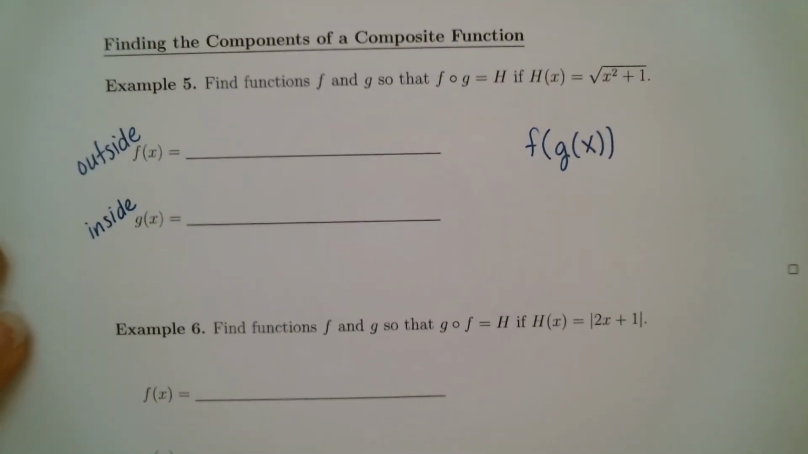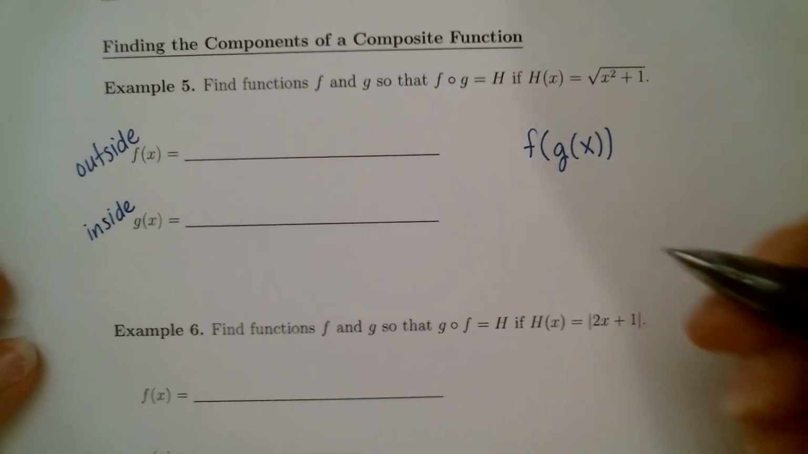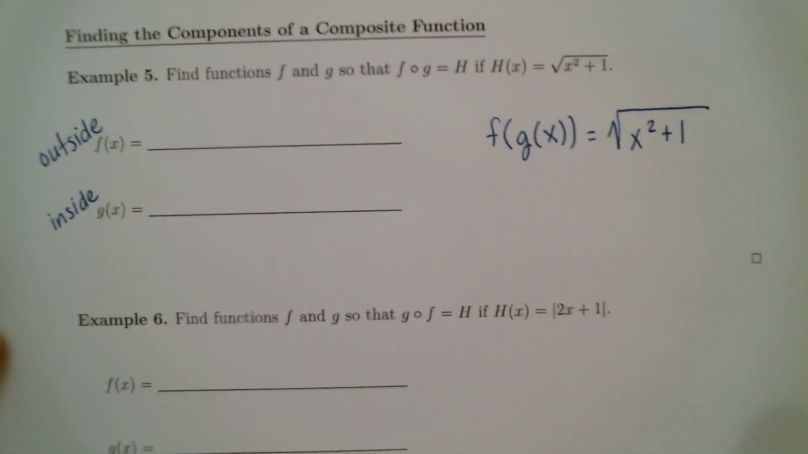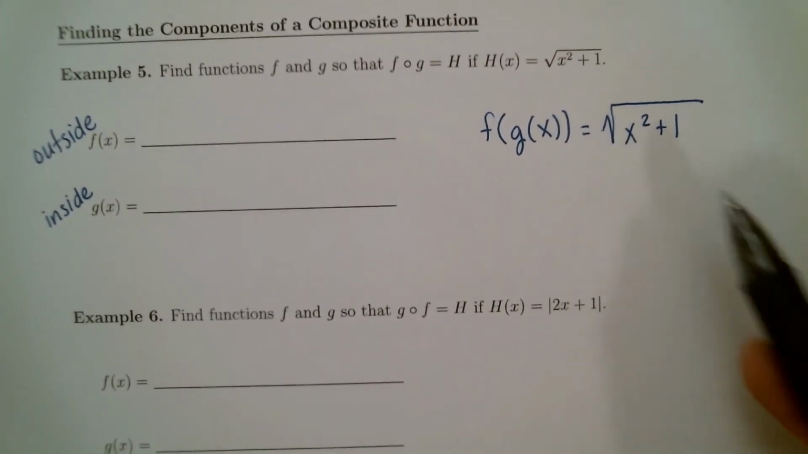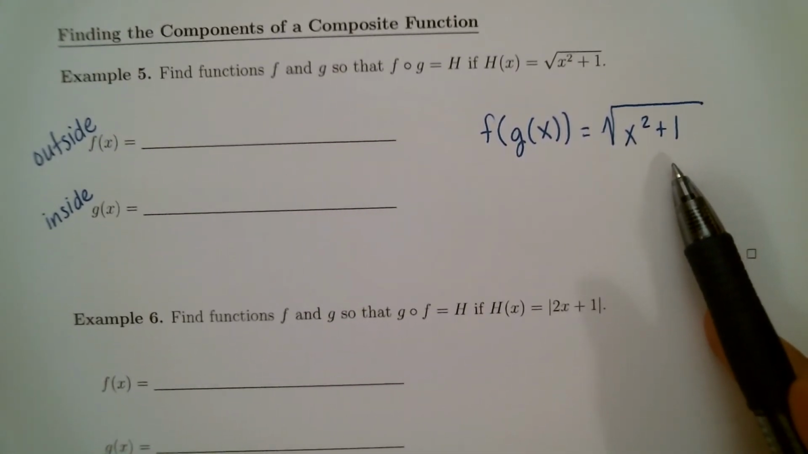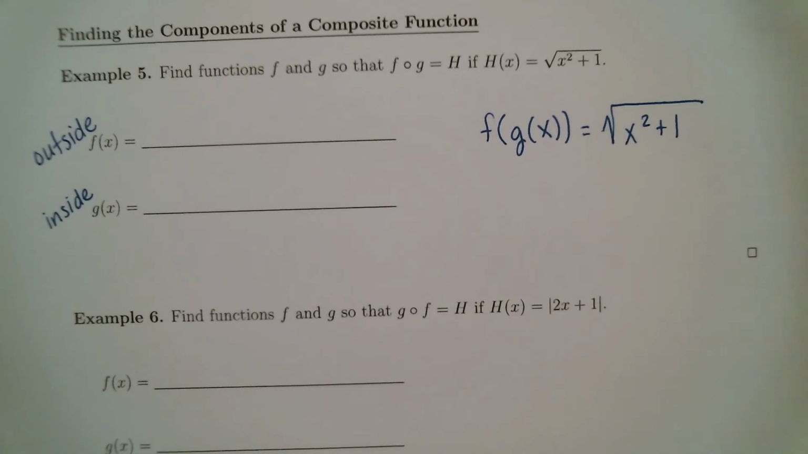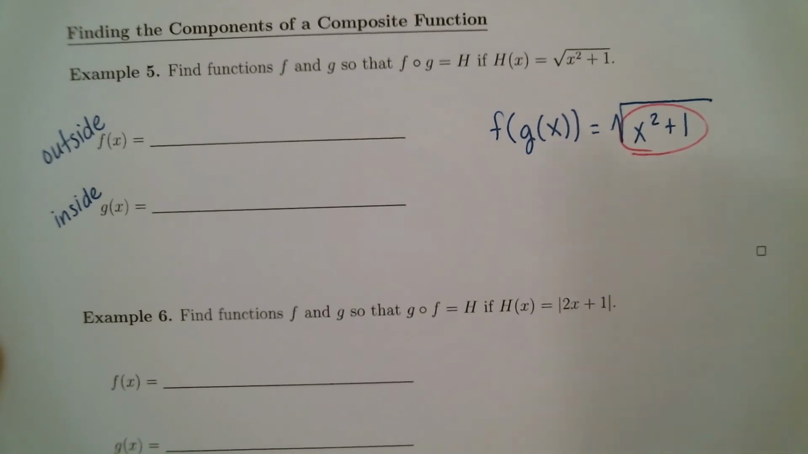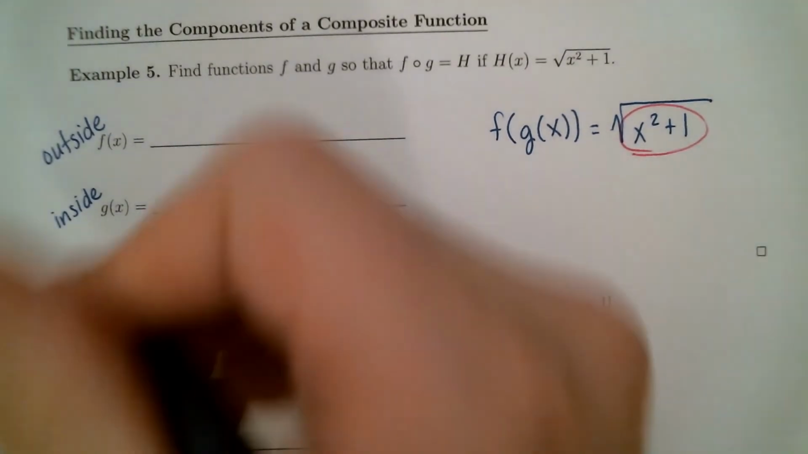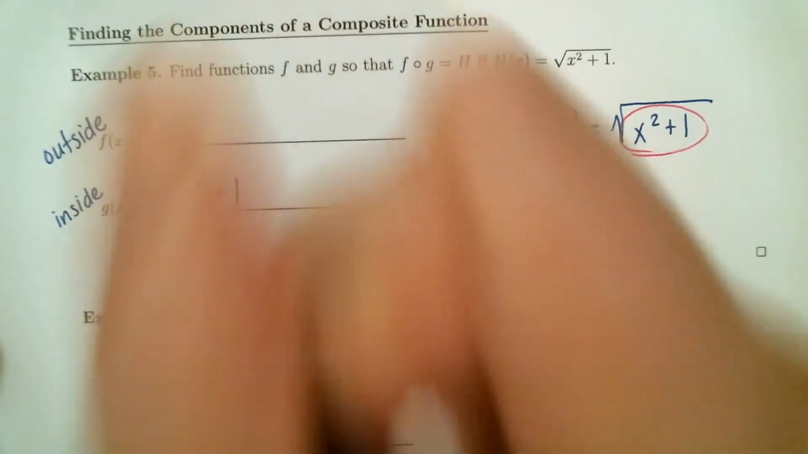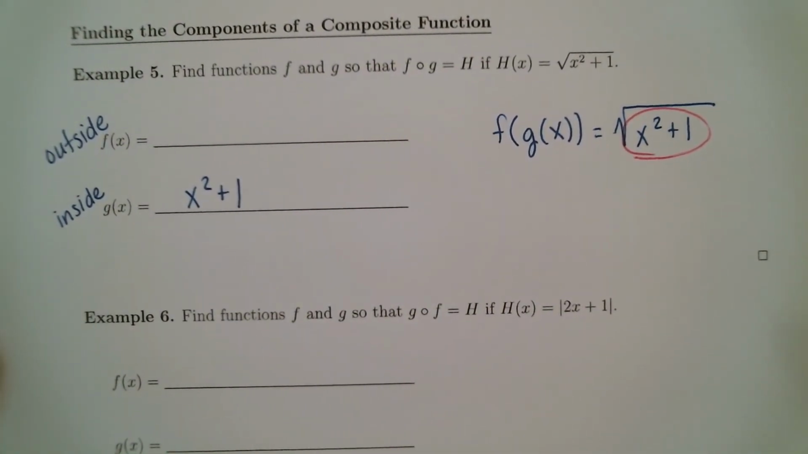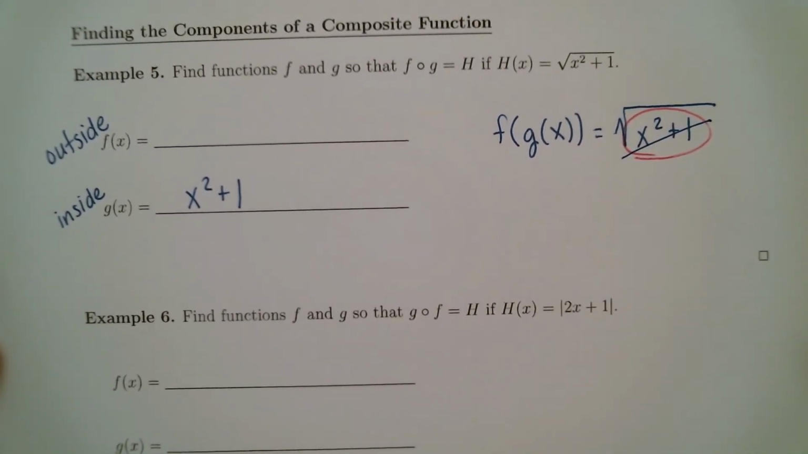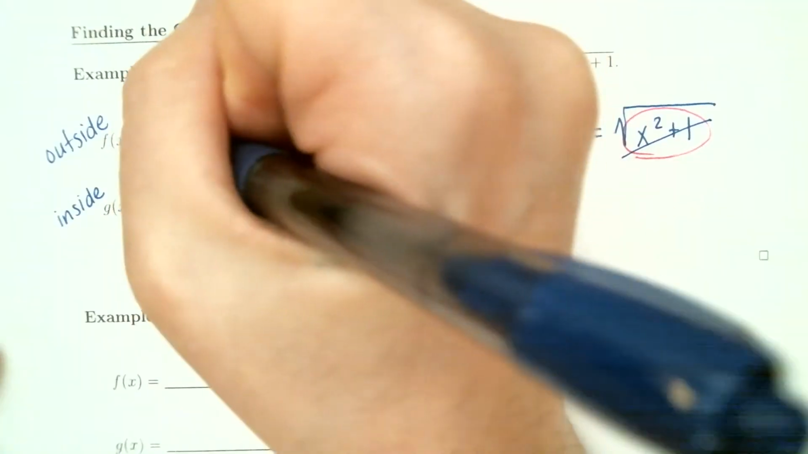All right, here's what I want you to do. This is the composition. That's what we're trying to break down. When you look at this composite function, what is on the inside? Well, that's on the inside. That's what's inside the square root. So guess what? That is your inside function, x squared plus 1. And then to get the outside function, we've already used this, so I'm going to scratch it out. So what's left? Well, square root.